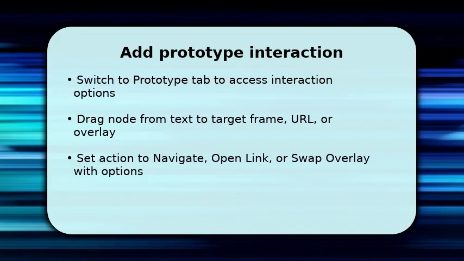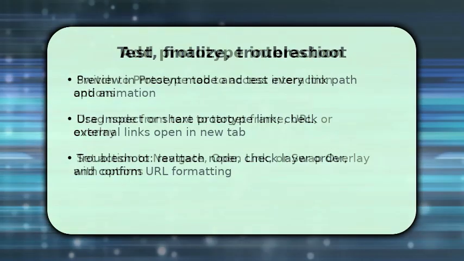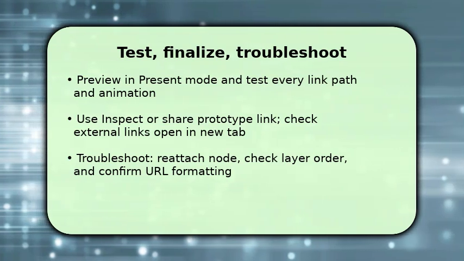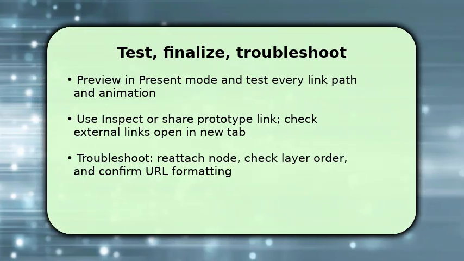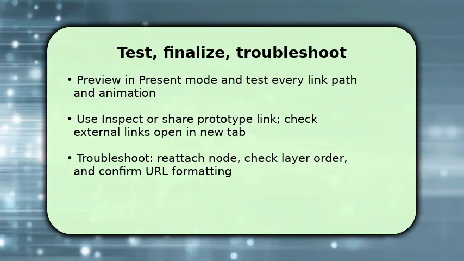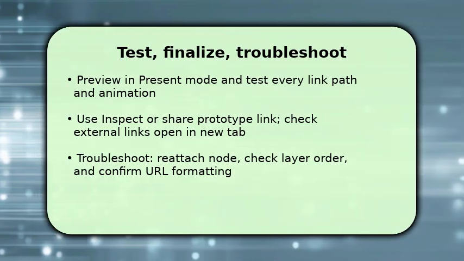Make sure to test internal links separately from external ones, because open link opens in a new tab while navigate stays inside the prototype. Now preview the prototype and click the link text to verify the target opens and the animation behaves as expected. If sharing, copy the prototype link and test on another device or browser to confirm external links open in a new tab.